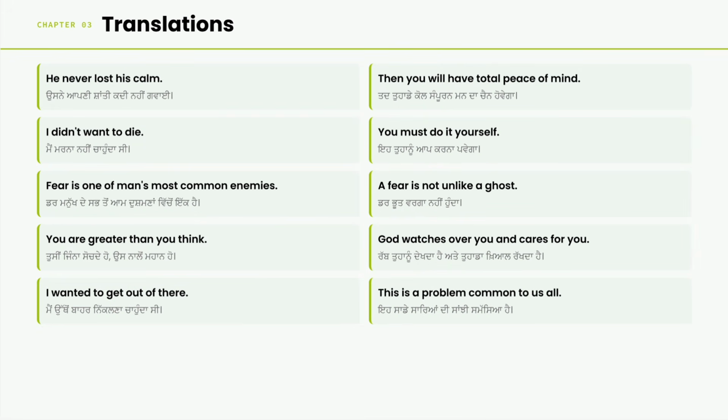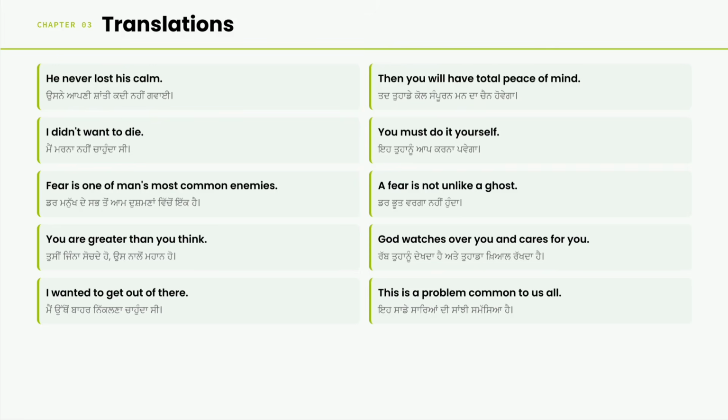Translations from chapter 3. Sentence 1. He never lost his calm. Translation. Sentence 2. I didn't want to die. Translation. Sentence 3. Fear is one of man's most common enemies. Translation.